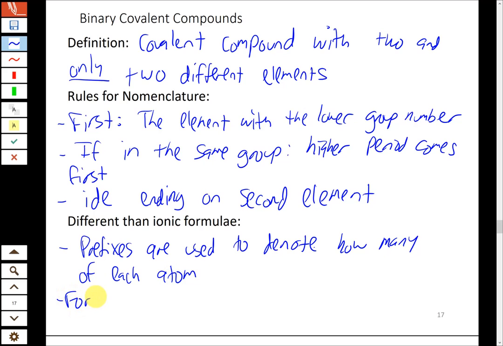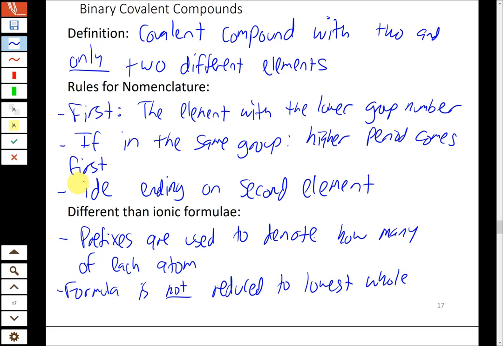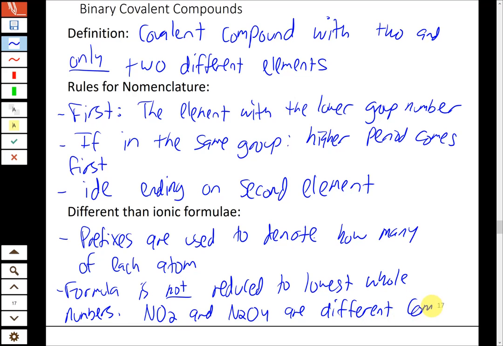And the formula is not going to be reduced to the lowest whole numbers. All right? Because again, in this case, the formula is going to tell you how many of each atom are in a single molecule of that compound, and it's not necessarily the lowest whole number ratio. So we leave the formula as is, as it comes directly from the name. So as an example, NO2 and N2O4 are two different compounds. So we would not want to take the formula for N2O4 and reduce it to NO2, which is the lowest ratio.